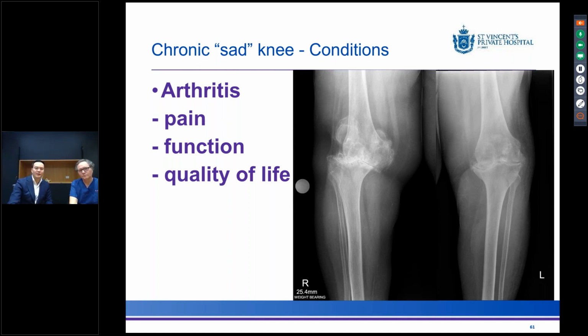And we've got some x-rays of the patient here. John, would you like to look at this? Well, I'm glad I'm not doing the operation on the right knee.